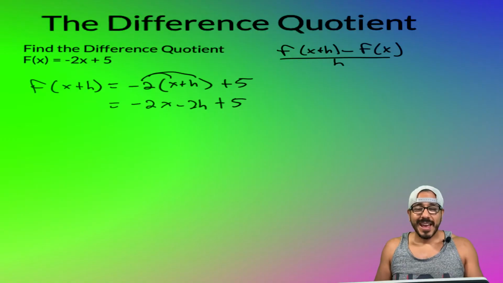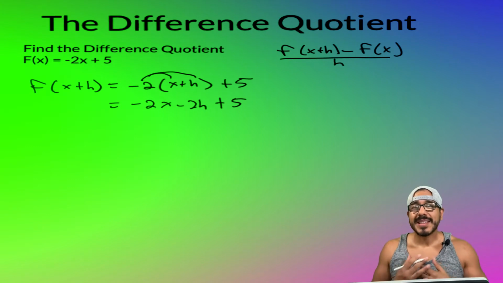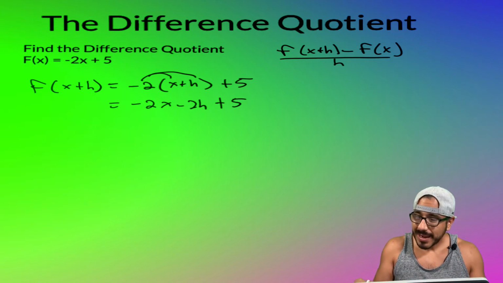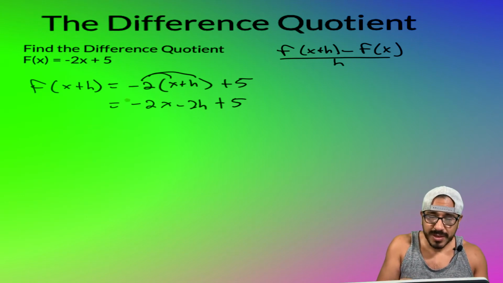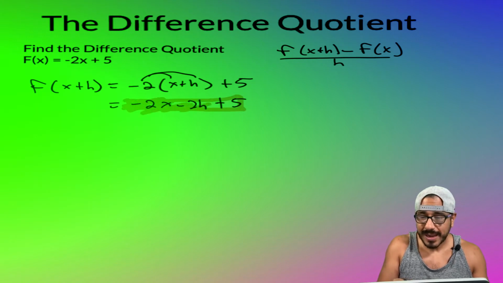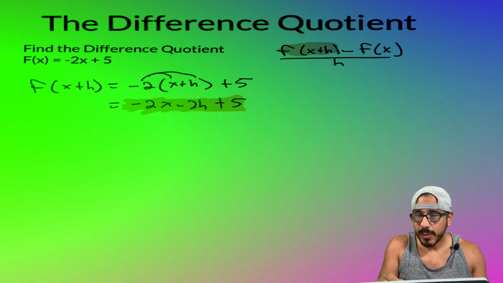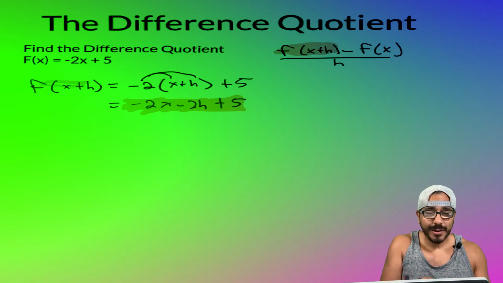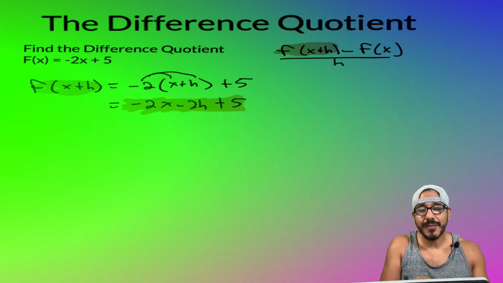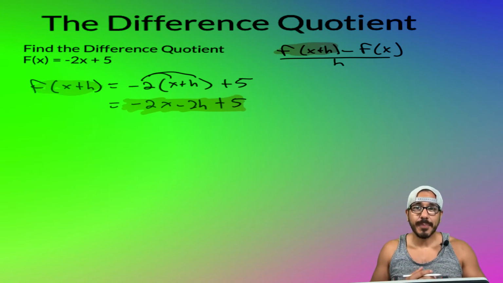Then we always ask ourselves, can we simplify this? In this case, you can't simplify. So let me highlight this. This represents f of x plus h. When we substitute that into our formula, that's what we're going to put right there. That's the first and most important step.